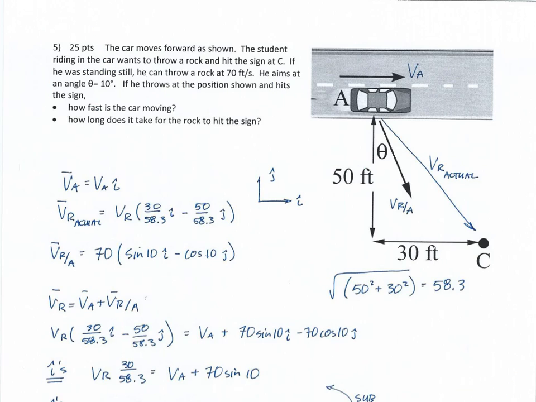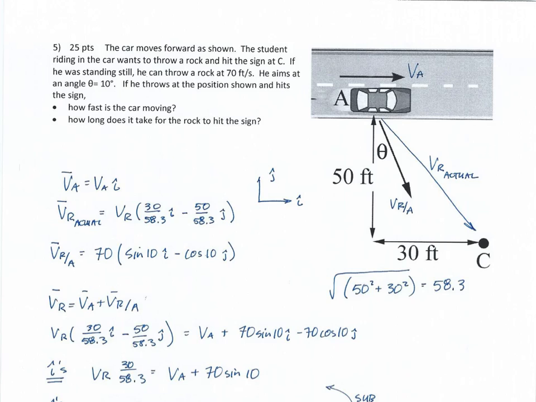All right, this next one, what we were doing here was going along in this direction, and we're going to throw a rock out of the car, and we're going to try to hit the sign over here. So how to set this problem up was recognizing what is the actual and what is the relative. That's always the challenge for students.